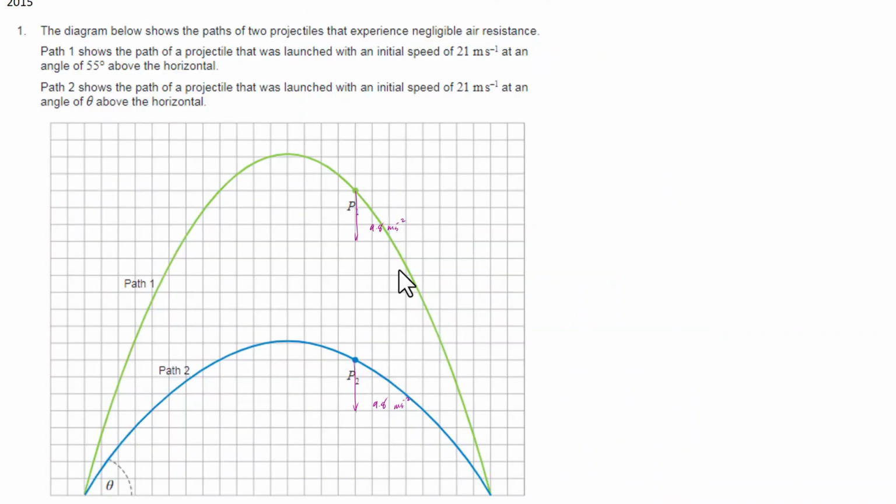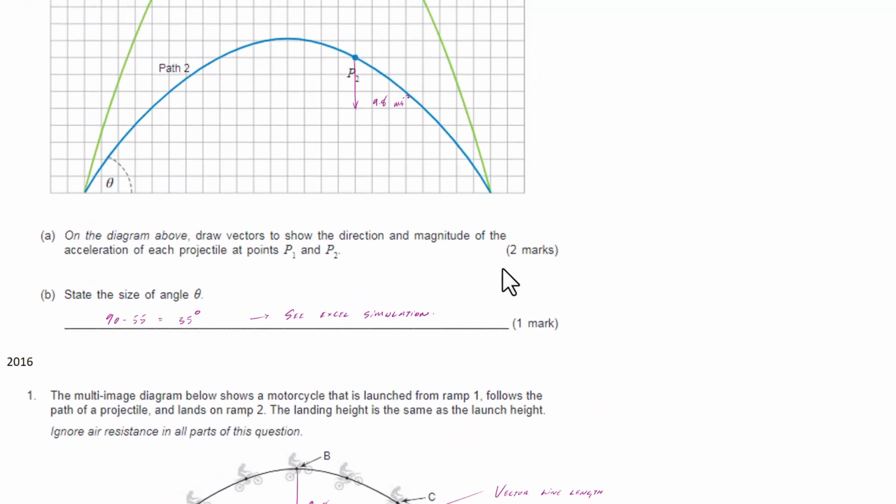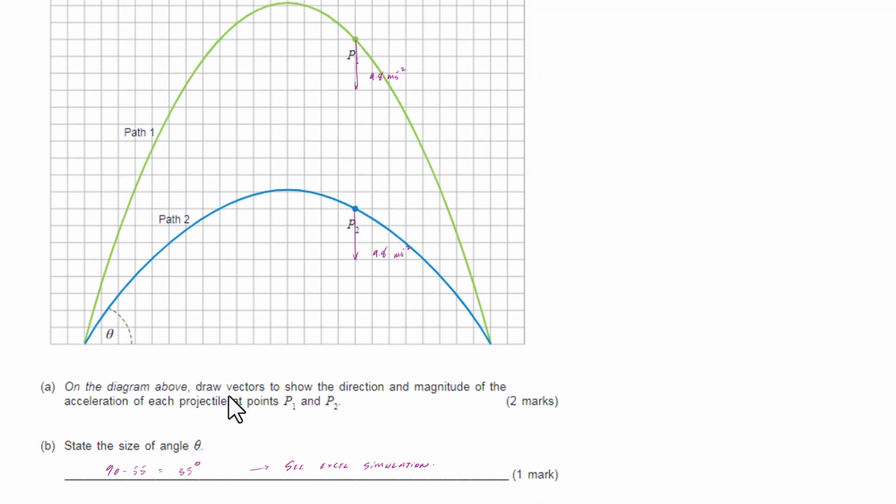Alright, so this question hasn't appeared for a while. So you've actually got two paths and they actually meet here. So I've already scribbled on some notes there. Alright, so on the diagram, draw vectors, show the direction and magnitude of acceleration. So they're 9.8 and they're both the same and they're acting downwards. Alright. State the size of angle theta. So this is an old question where the two angles that add up to 90 are the same path.